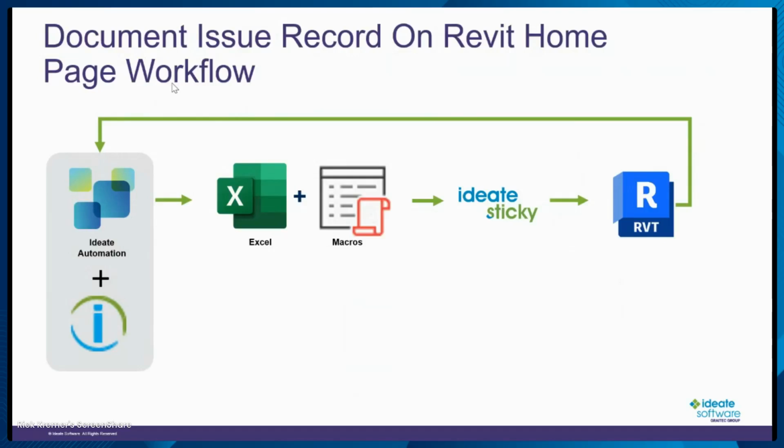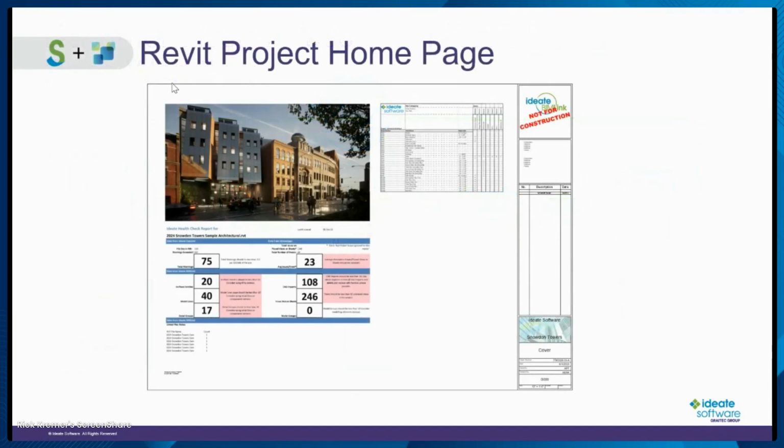Here, again, we're going to use Ideate Automation and BIMlink. We're then going to export that information out to Excel using built-in macros. Then we're going to utilize Ideate Sticky to sticky it to our Revit project. Then we're going to use Ideate Automation to rinse and repeat the whole process so we always have our current document issue record on our cover sheets. So ultimately, at the end of the day, our cover sheet should have up-to-date information. And again, we can worry about other things, not these tasks over here on our cover sheet. So we can focus on more important tasks.